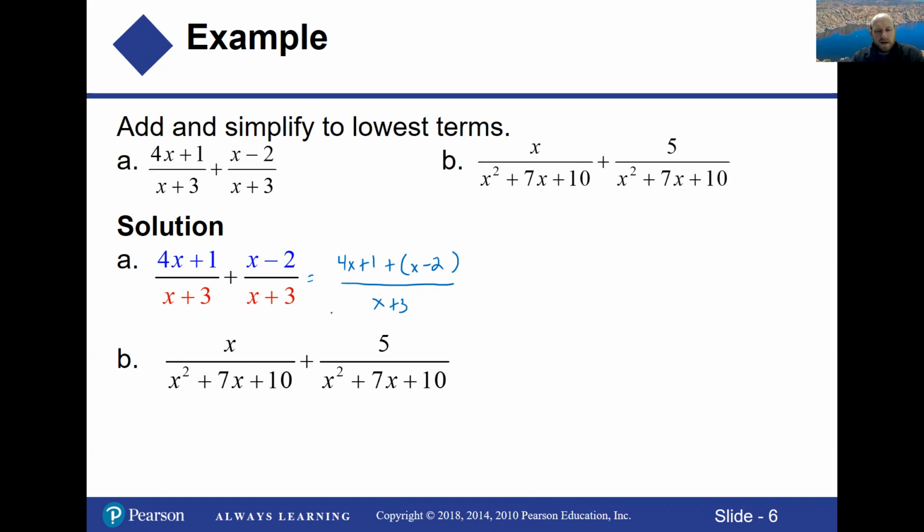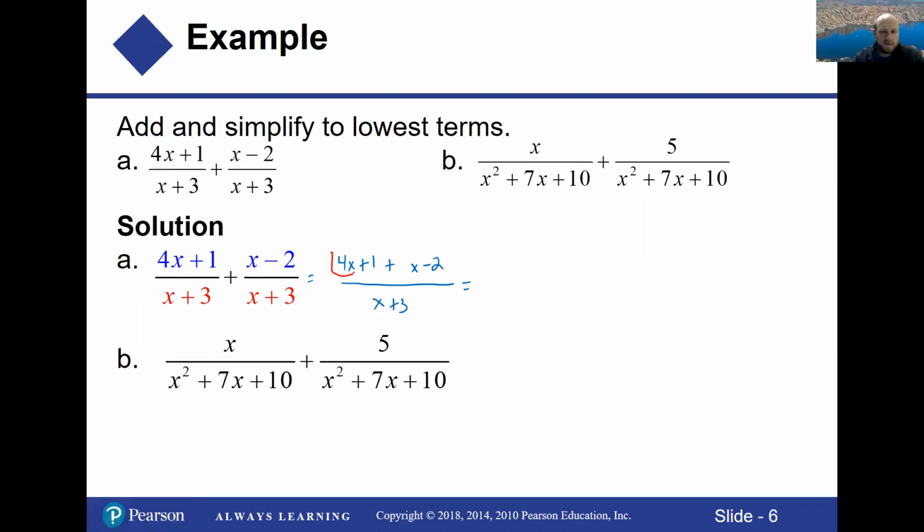Now for the denominator, again, you just keep it. It's x plus 3. And then here, you're basically combining like terms. I wrote those parentheses, and I'm going to get rid of them now and focus on what your like terms are. So what are the like terms?